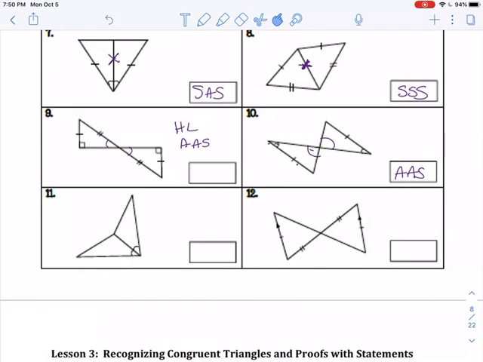And 11, I'll move this up a little bit so we can see. 11, they share this side in between. Okay, but I just have 1 angle and 1 side, and that is not enough, so these are not congruent.